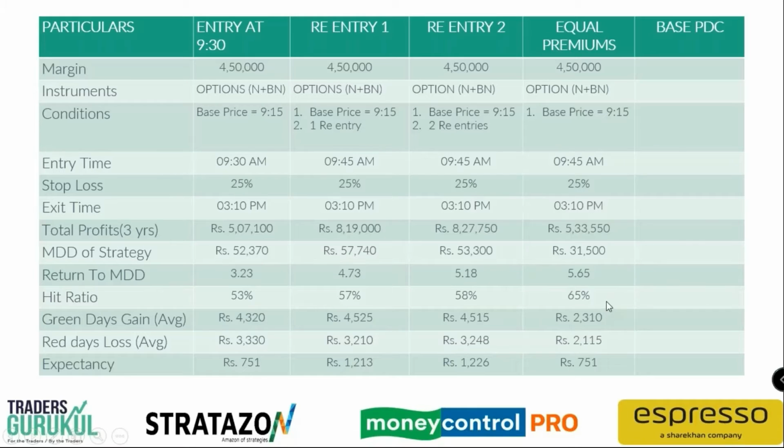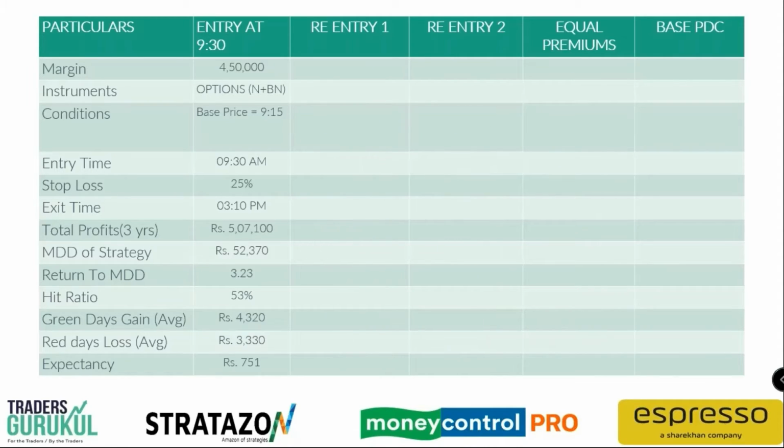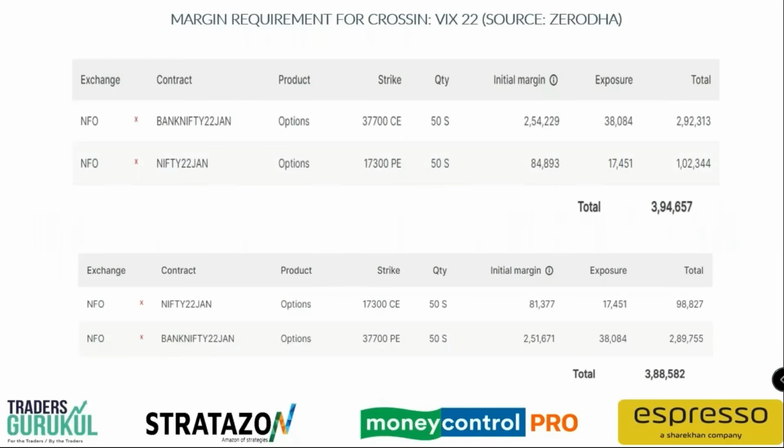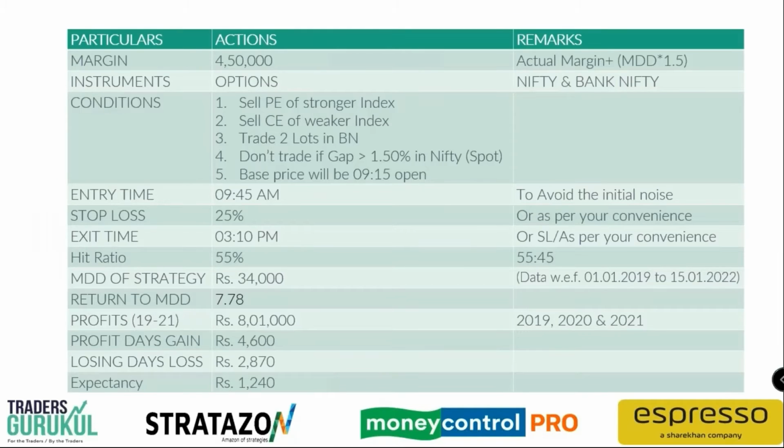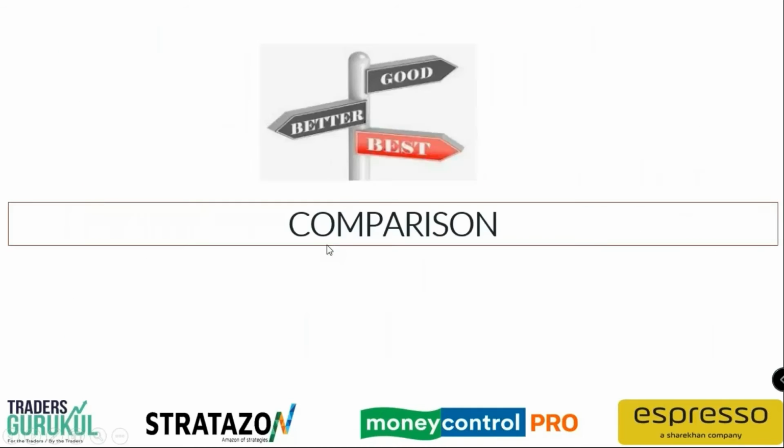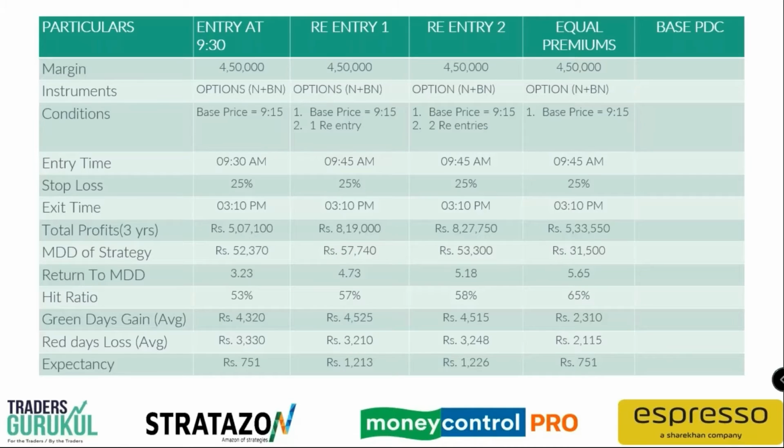Hit ratio is 65%. The hit ratio is very nice in this strategy, because in our crossing strategy it was 54%, if you remember that. 55%, our hit ratio was 55%. In this strategy, your hit ratio improves to 65%. But the problem is the profits are less. That's why I told you that the disequilibrium in premiums is actually your edge.